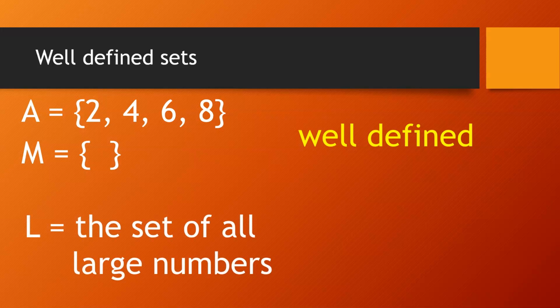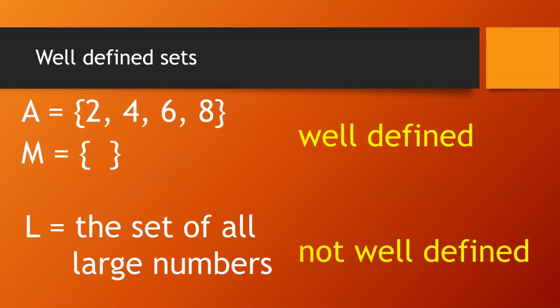This set, set L, is the set of all large numbers. It's not well-defined. That's because we don't really know what's in the set. What's a large number? Is a large number 100? Is a large number 1,000,000? Is a large number 10? Since we're not really sure what a large number is, we've got a description of the set that is not well defined.